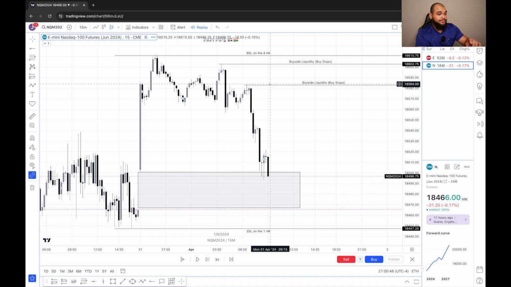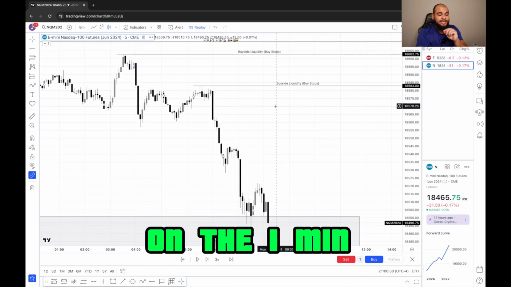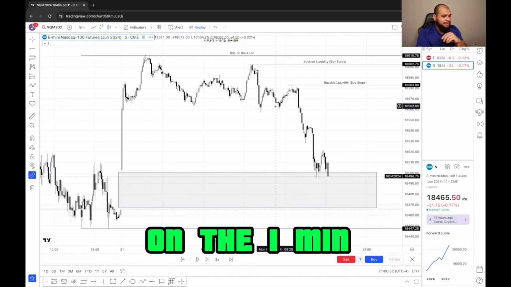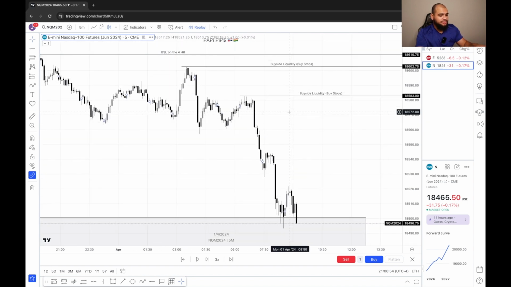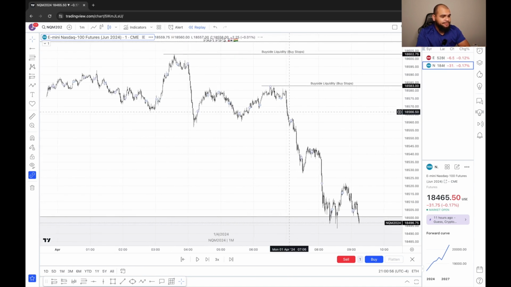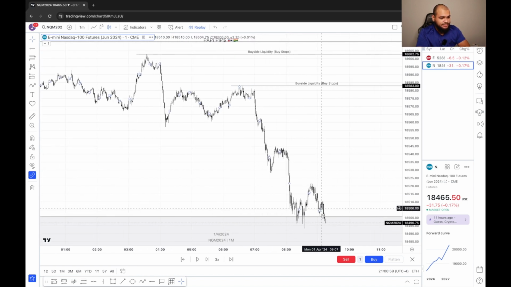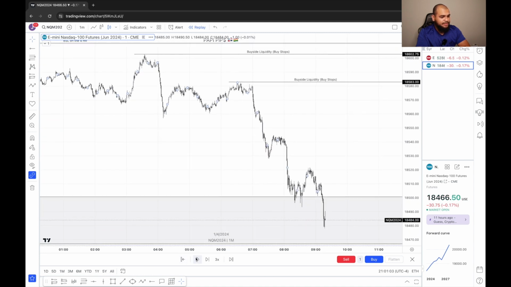Let's go down to lower time frame because I take my entries on the 1 minute time frame. So we check the 5 minute, it's cool. Let's go to the 1 minute. All right, 1 minute, right before New York Open. Gonna let it play out a little bit.